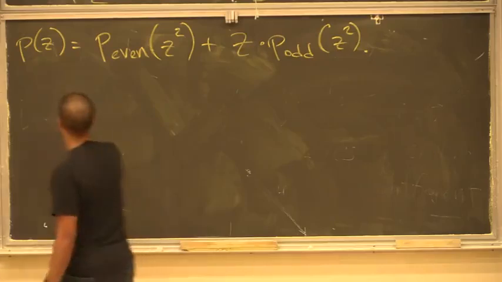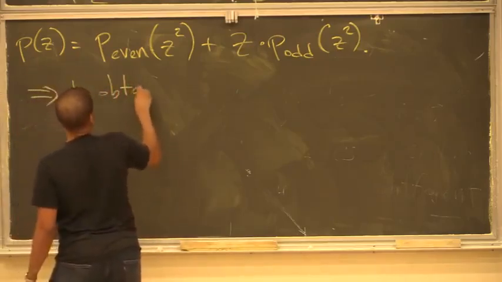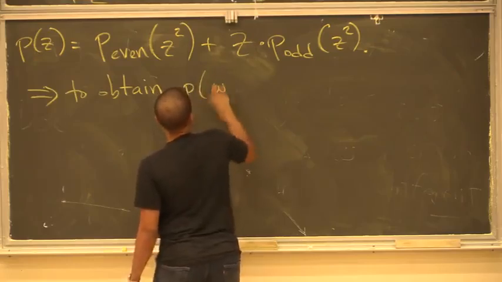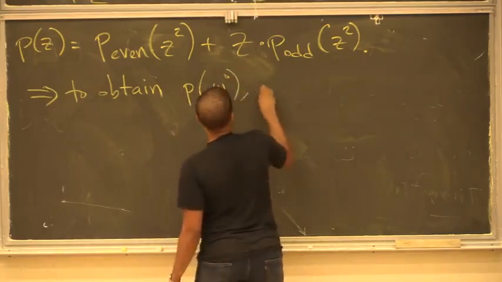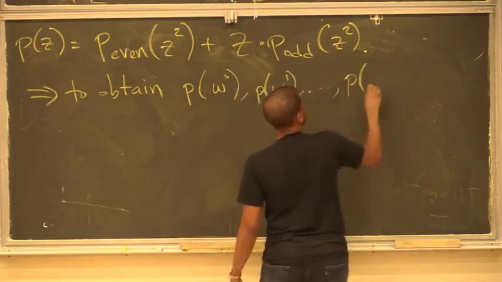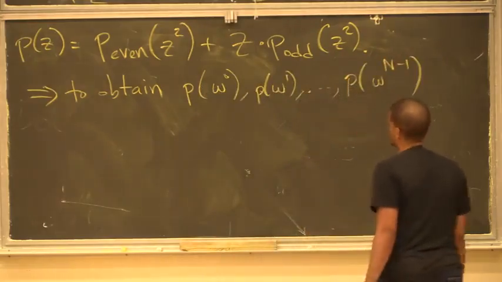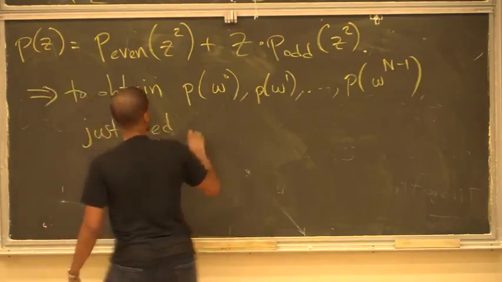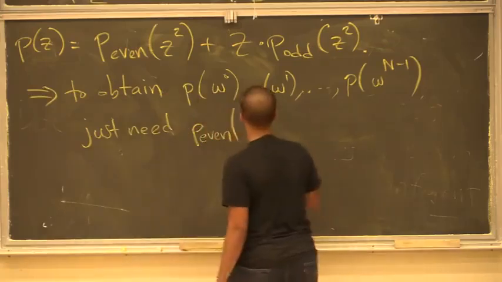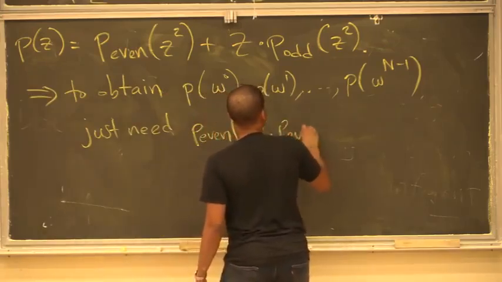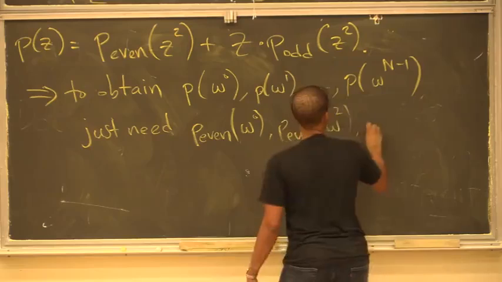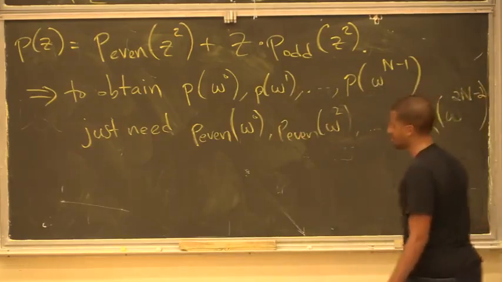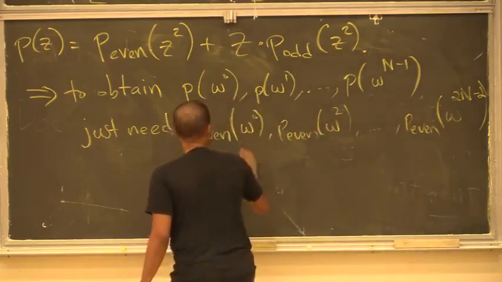So this implies, in order to obtain P evaluated at the points omega to the 0, P of omega to the 1, all the way up to P of omega to the n minus 1, we just need P even applied to omega to the 0, P even applied to omega squared, and then P even applied to omega to the 2n minus 2. And similarly, P odd applied to the same points as well.